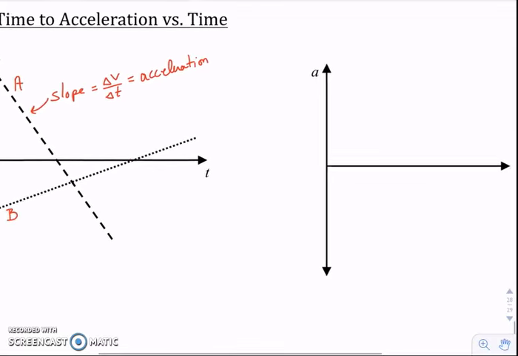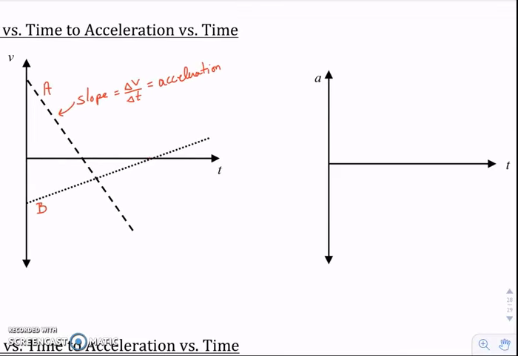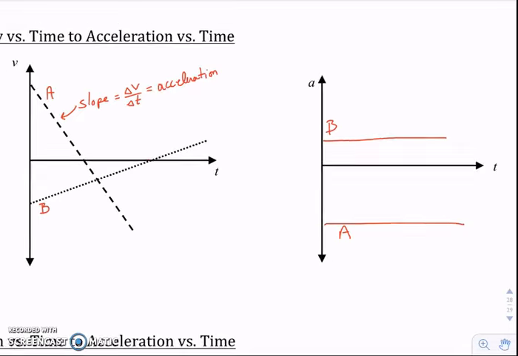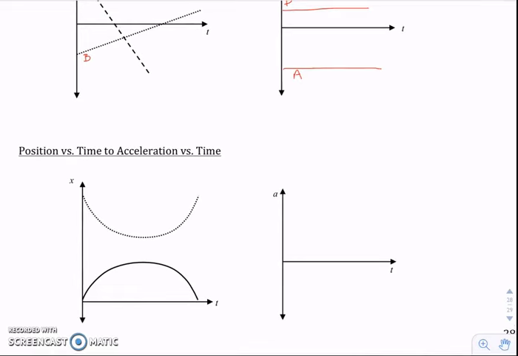So all we do is we go over here to the acceleration versus time graph. We say, okay, you need to have a negative constant slope. So that would be A. For B, B has a positive constant slope, and it looks like the magnitude of the slope is a little less steep than the other one. So here's B. There's a positive constant slope. Acceleration versus time graph is done for both of those.